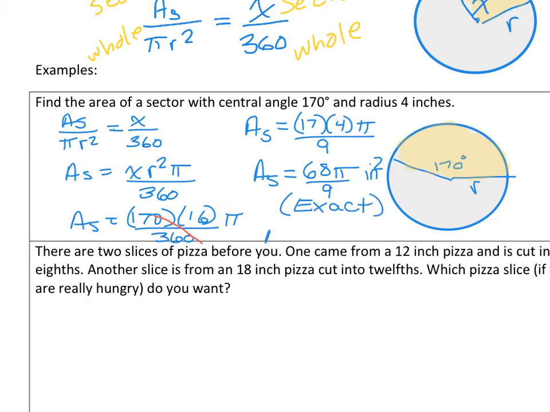And if we wanted to use our calculator and approximate, we can use the pi button, and that comes out to 23.7 square inches.